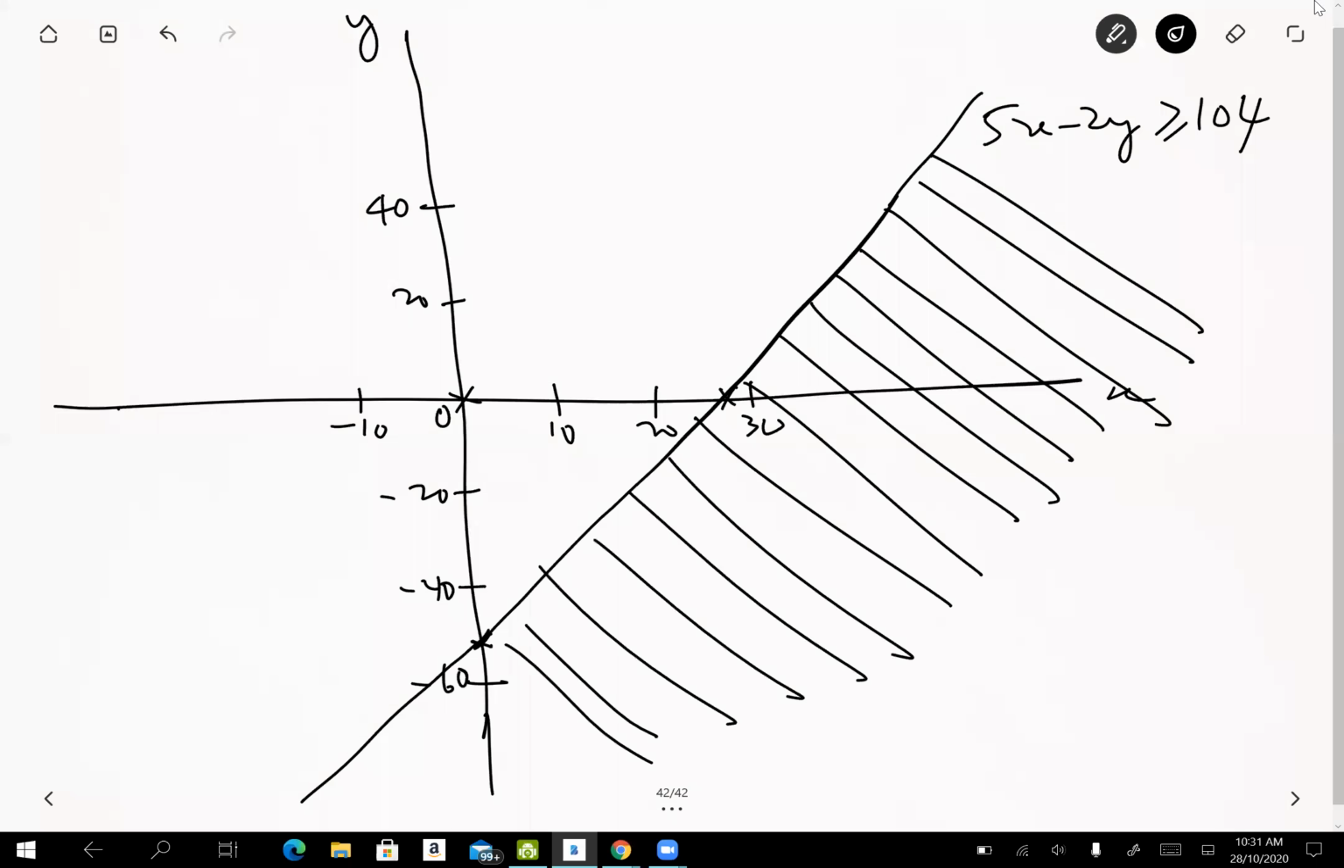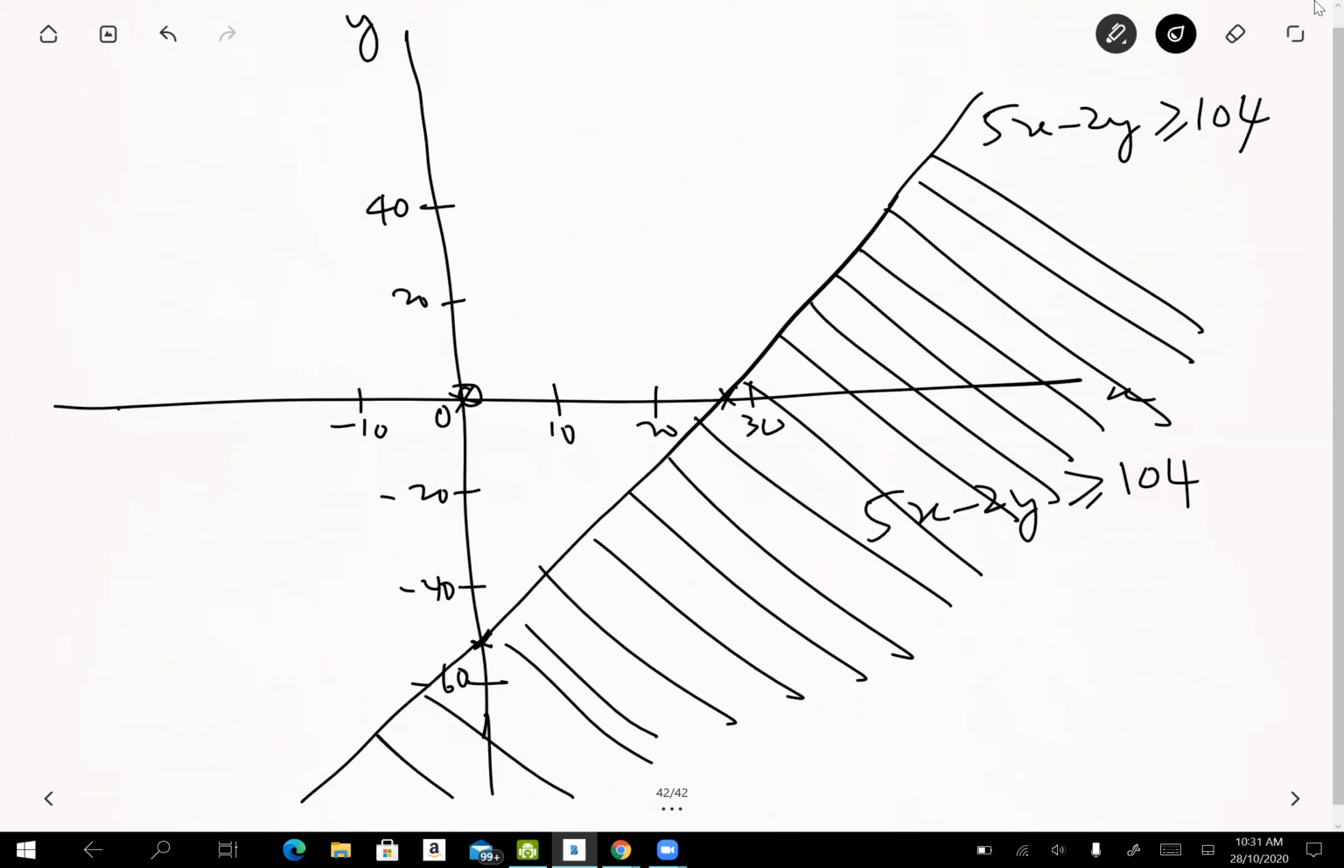Okay, everybody got the correct inequality? I mean the correct region. So you got 5x minus 2y bigger or equal to 104. Yes. Okay, good. Make sure you test with 0, 0. So we cannot conclude, all right? You cannot conclude that bigger means it must be on the top of the line. It is not necessary. It depends on the equation.